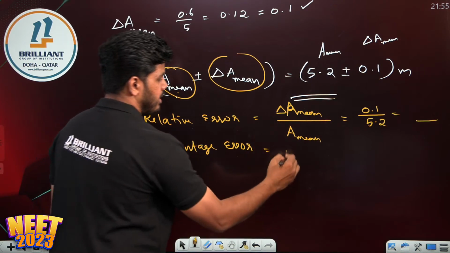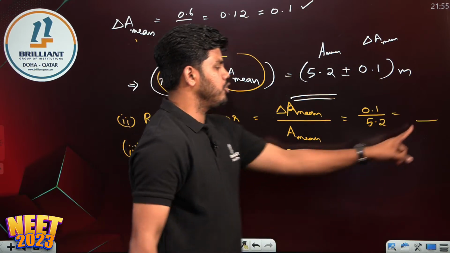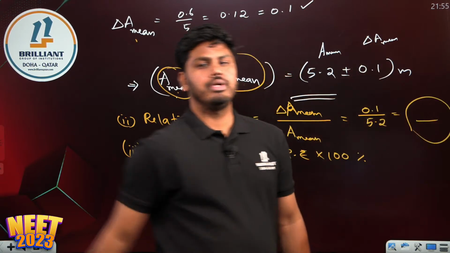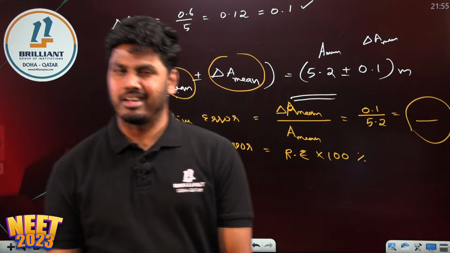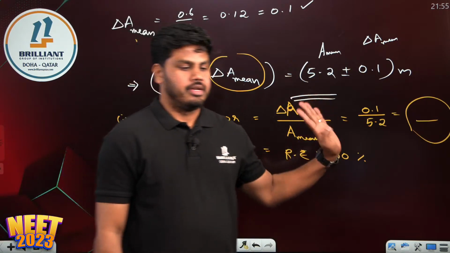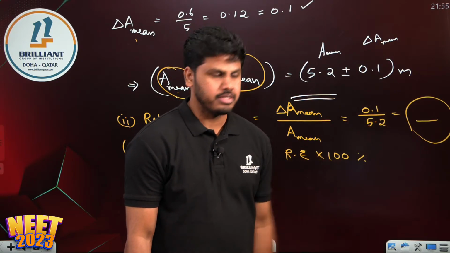Percentage error is going to be this relative error into 100. Whatever value you obtain here, that can be multiplied with 100, put a percentage sign, and that is your percentage error. Okay, all right, and we have to go for combination of errors followed by this.